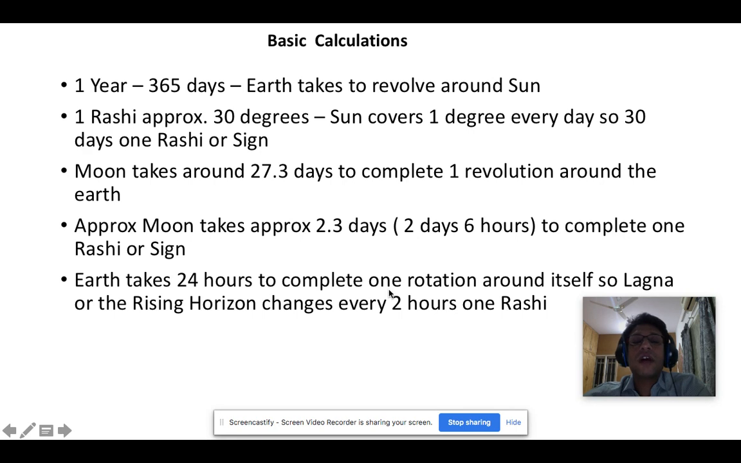Earth takes 24 hours to complete one rotation around itself. So, now this is important. Lagna, or the rising horizon, changes every 2 hours, one rashi. Now, Earth takes 24 hours, and we have 12 rashis. So for every rashi, it takes 2 hours. So your rising sign, or what is on the horizon when the Earth rotates, what we see, is the rising sign which the Earth would have rotated to. So every 2 hours the rising sign changes.